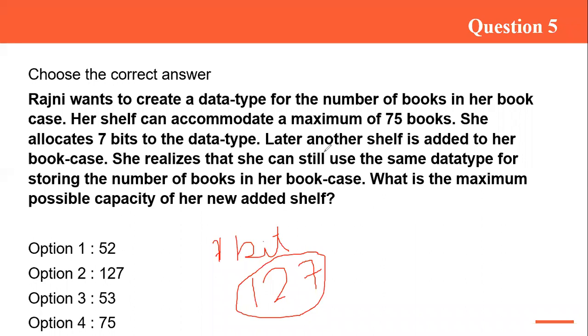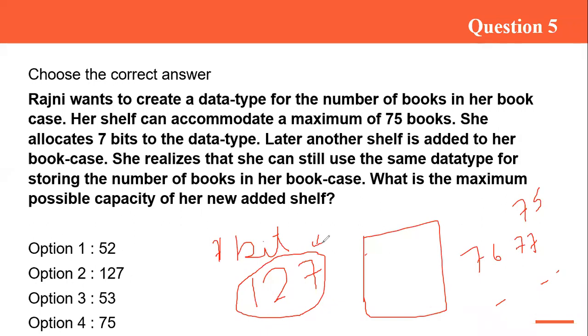Let's continue the question. Later, another shelf is added to her bookcase. She realizes that she can still use the same data type for storing the number of books in her bookcase. What is the maximum possible capacity of her newly added shelf? See, in the first shelf, she stored maximum 75 books. From the 76th book, 76, 77, 78, and so on, she'll keep storing in the second shelf. Till what is the largest number she can store? 127, right? Because it's a 7-bit data type. She cannot store beyond that.